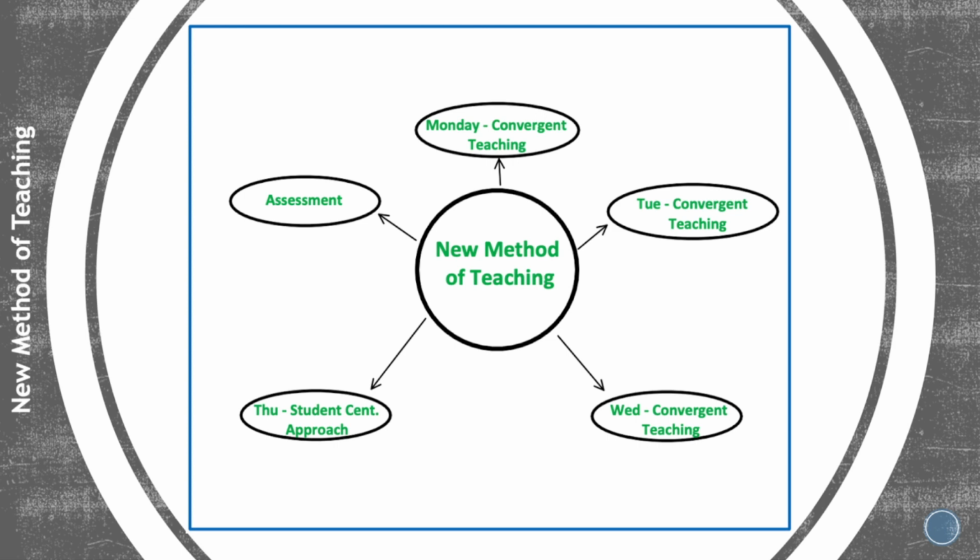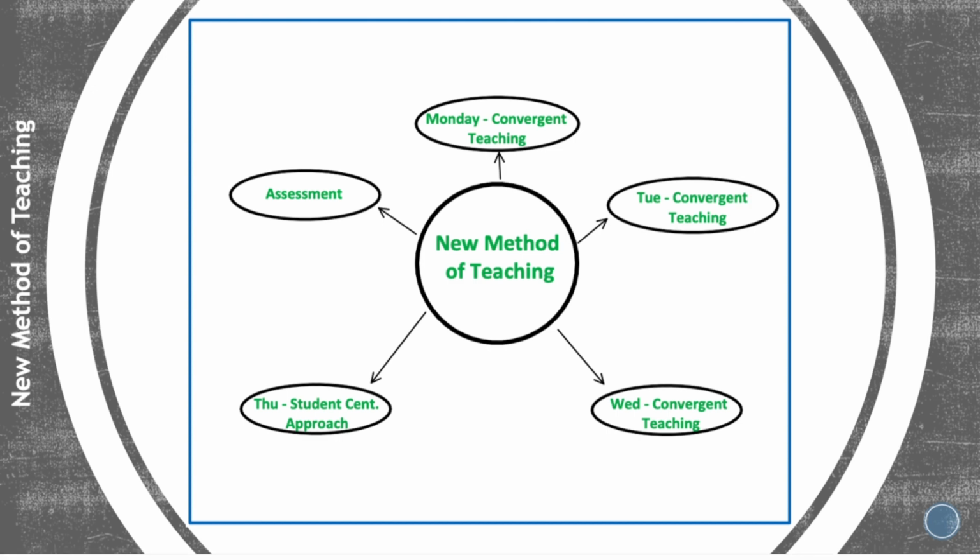The weekly structure of the new teaching method starts with convergent teaching on Monday and continues Tuesday to Wednesday. In the first 3 days of the week, the teacher delivers lessons step by step, explaining the mathematical concepts and solving mathematical problems. On Thursday, group work takes place. Students practice on similar examples that were covered in the previous 3 days.